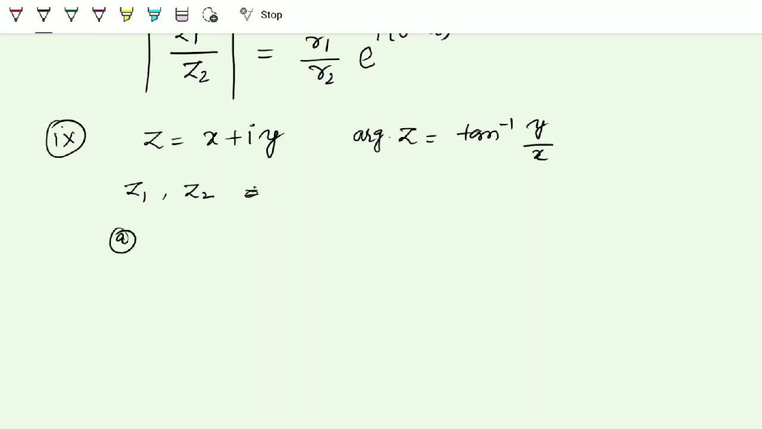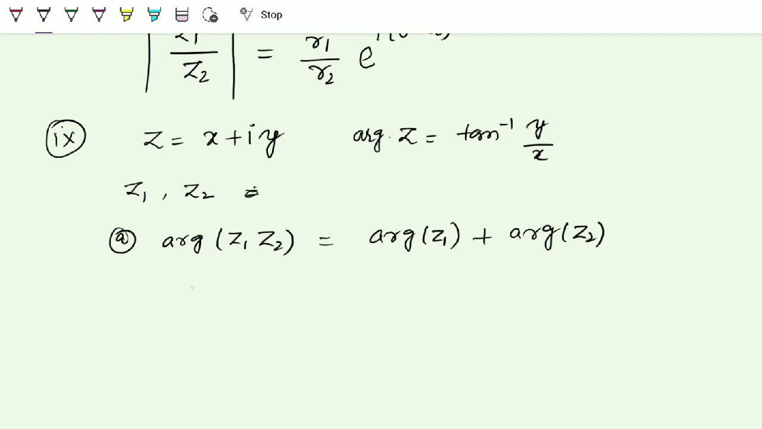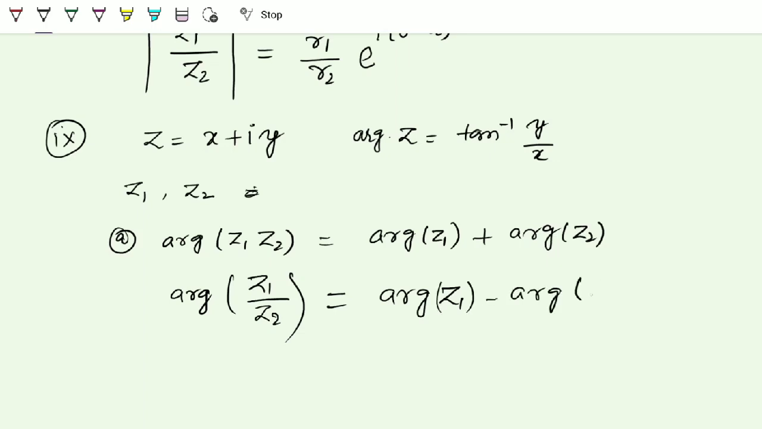Then the first property is argument of product of z1 and z2 is given by argument of z1 plus argument of z2. Similarly, if their division is taken, argument of z1 divided by z2 will be equal to argument of z1 minus argument of z2.